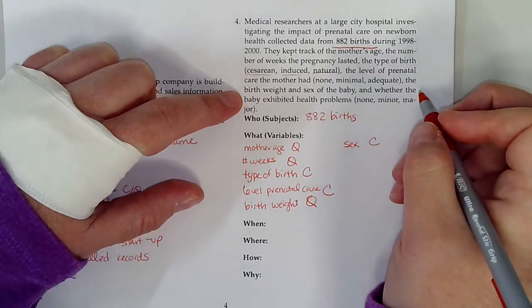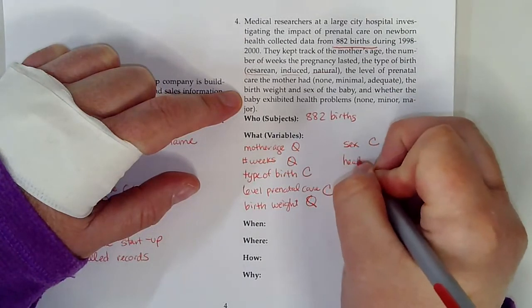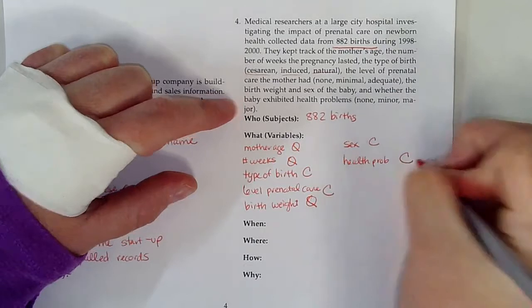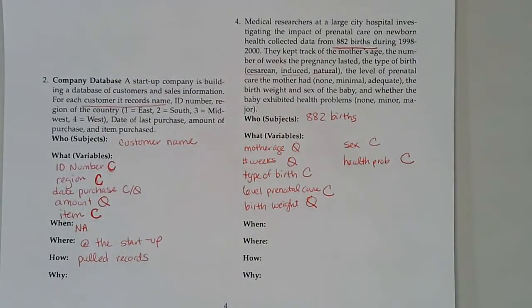And whether the baby exhibited health problems. They give us the choices of none, minor, or major. So that tells us that's categorical. All right, so there's our collection of variables. I think we have them all.